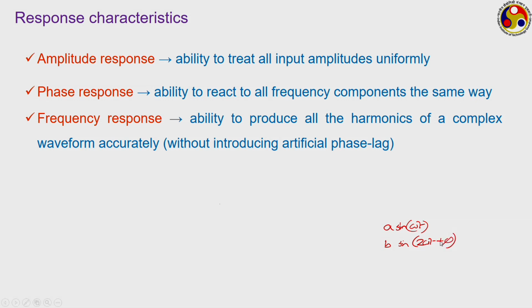Now, suppose our device has a good amplitude and phase response. That means your output signal will be capital A sin omega t plus capital B sin twice omega t plus phi, where the ratio of capital A upon small a is equal to capital B upon small b. When this is satisfied, it signifies a good phase response, because for both frequencies it is maintaining the same ratio of amplification or gain.